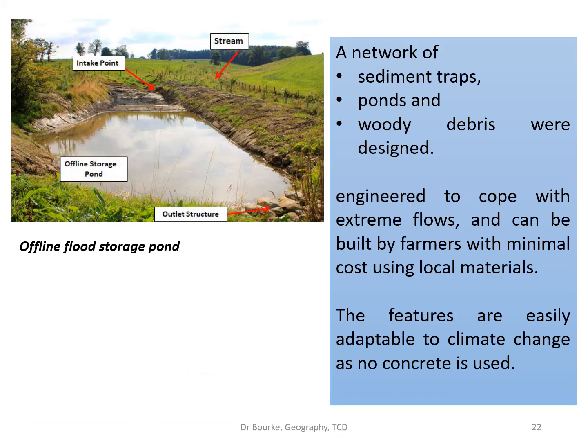Another unit which can be soft engineered, but using natural products, soil, can be placed within those abandoned channels and floodplains, those natural topographic lows where water will naturally flow if the floodplain is reconnected to the channel. And these are known as offline flood storage ponds.